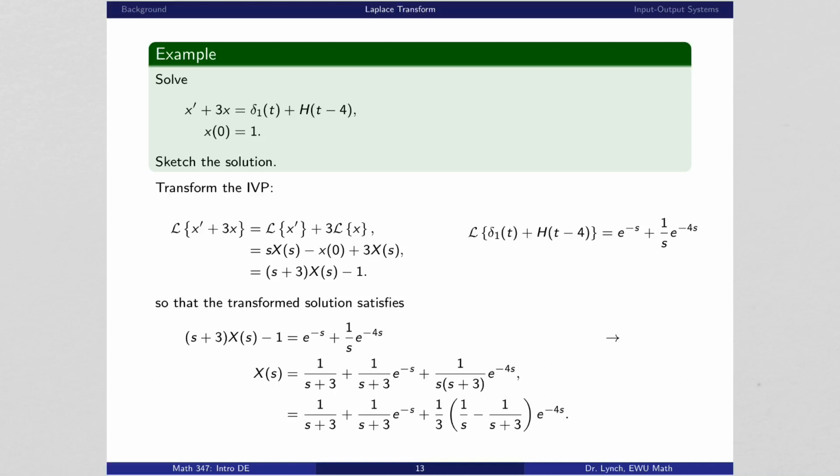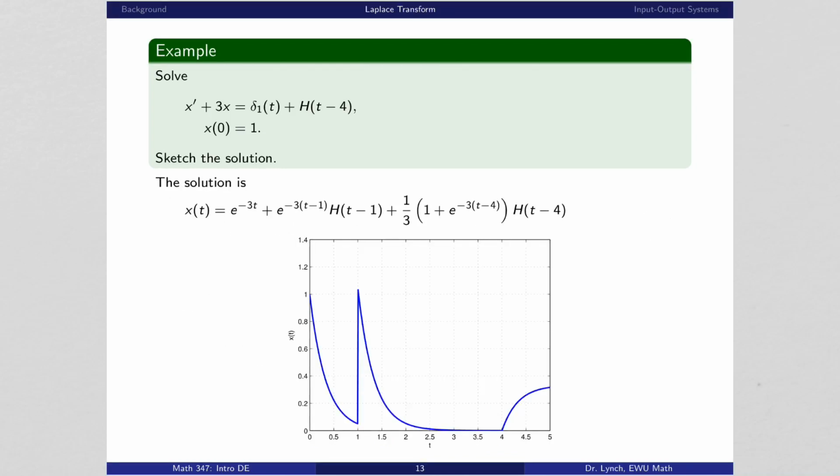Okay, so this transform solution sort of has three components. One component is this 1 over s plus 3. There's a component involving e to the minus s, and there's a component involving this e to the minus 4s. So we'll go ahead, and by the way, I've used a partial fraction decomposition here to take apart our rational function. Okay, so we can use the inverse transform to find the solution, and here are those three parts again, right? The three parts are the part involving e to the minus 3t, the part involving this first Heaviside function, and the part involving the second Heaviside function.